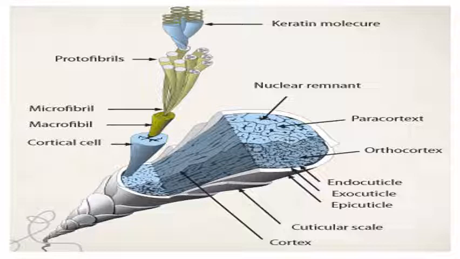So once again, it starts with the keratin molecule, and several such molecules make the protofibril, several such fibrils make the microfibril, and several such microfibrils make the macrofibril, and from there comes the cortical cell, and many such cells form the cortex.